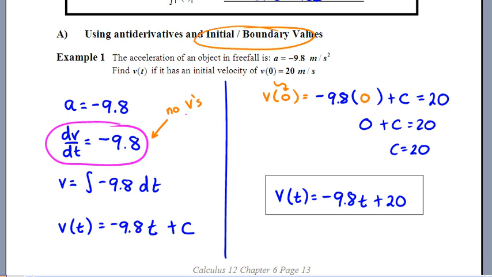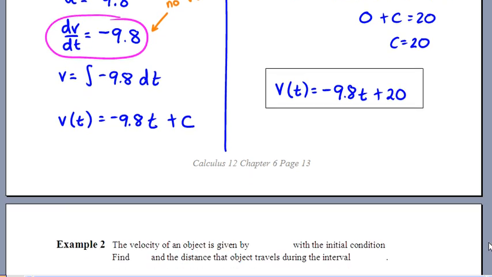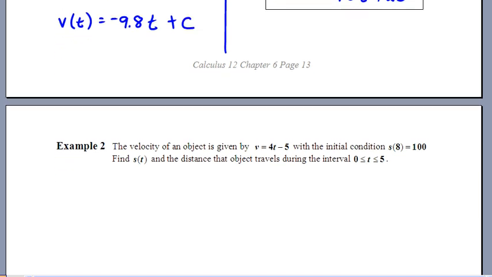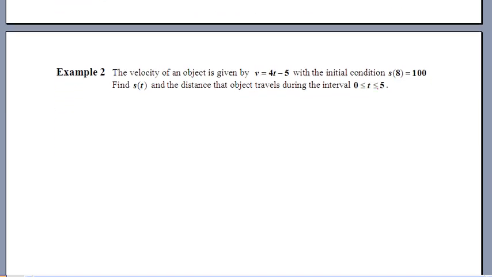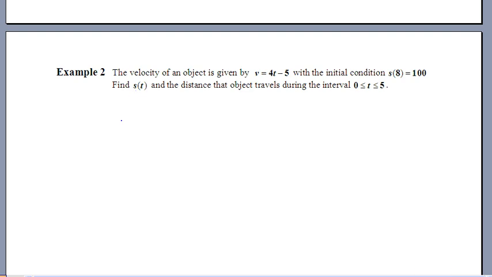And I'll show you again what I mean by this issue of no v's, no dependent variables on that right-hand side. So example 2: the velocity of an object might be given by 4t minus 5, with some boundary value, some initial value, that the position at time 8 needs to be 100. And then they're asking, can you go and find s at any time? Oh, and can you also find the distance it travels for 5 seconds? Sure. But let's start off with the first task of just finding the position.